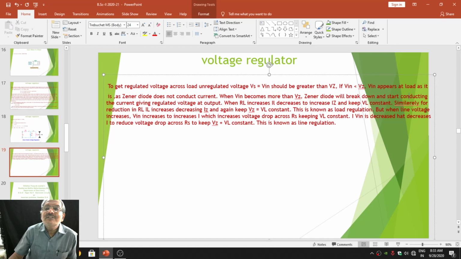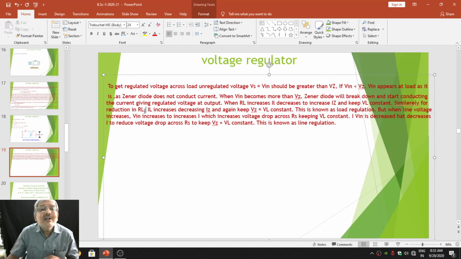Similarly, for reduction in RL, if RL becomes less, then IL increases, decreasing IZ. Again, Vz equal to VL will be constant. Here we proved that even though RL is increased or decreased, output voltage will remain constant.